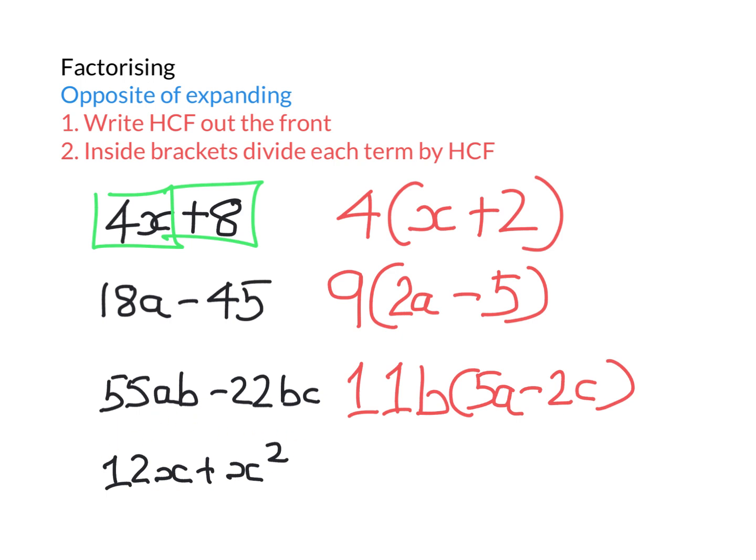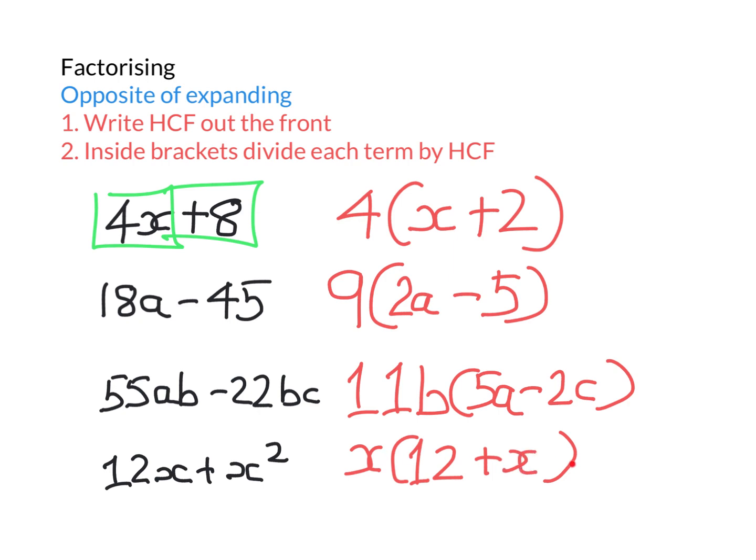So what about this one here? Well, here we have two terms, 12x and x squared, but there's no numbers in common. However, each term has an x. X is in common, so that goes out the front. So what do you need to times by x to get 12x? Well, you're just timesing it by 12. What do you times by x to get x squared? Well, you times it by x. X times x is x squared.